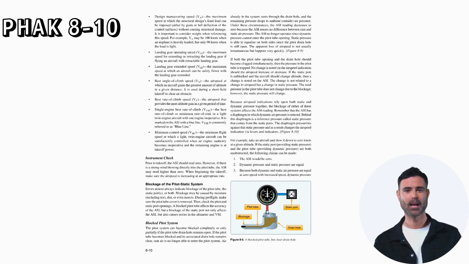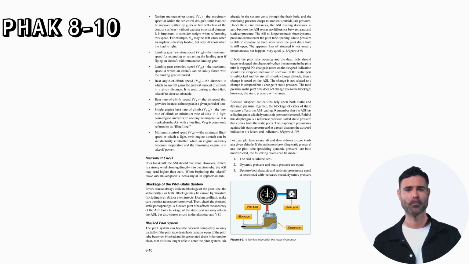Remember that the ASI has a diaphragm in which dynamic air pressure is entered. Behind this diaphragm is a reference pressure called static pressure that comes from the static ports. The diaphragm pressurizes against this static pressure and as a result changes the airspeed indication via levers and indicators. For example, take an aircraft and slow it down to 0 knots at a given altitude.